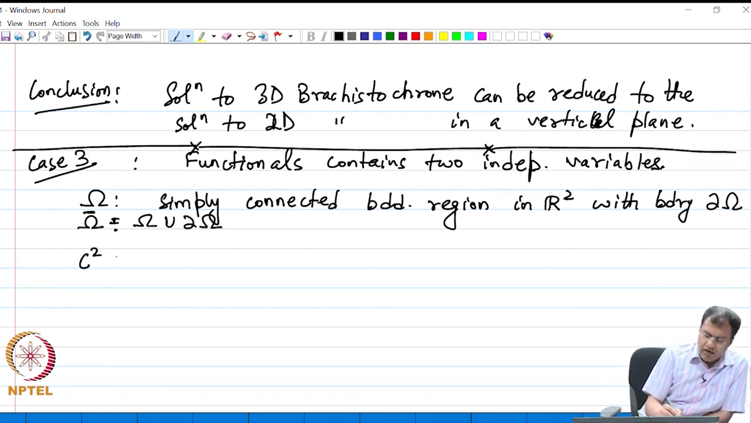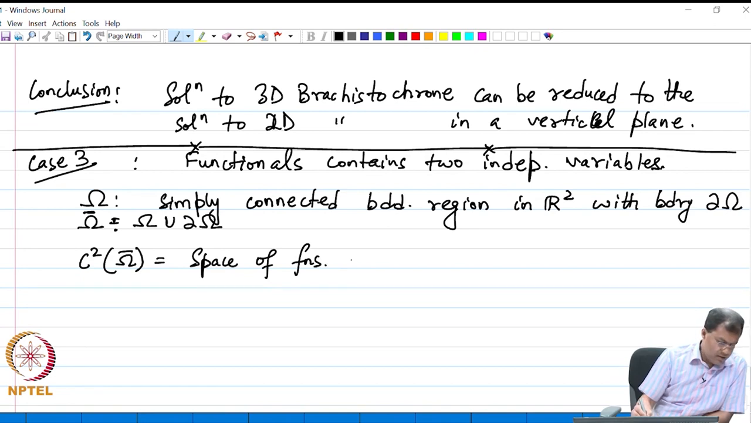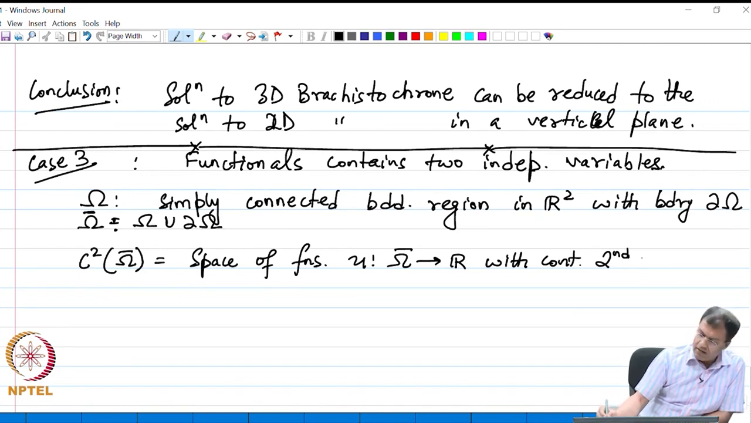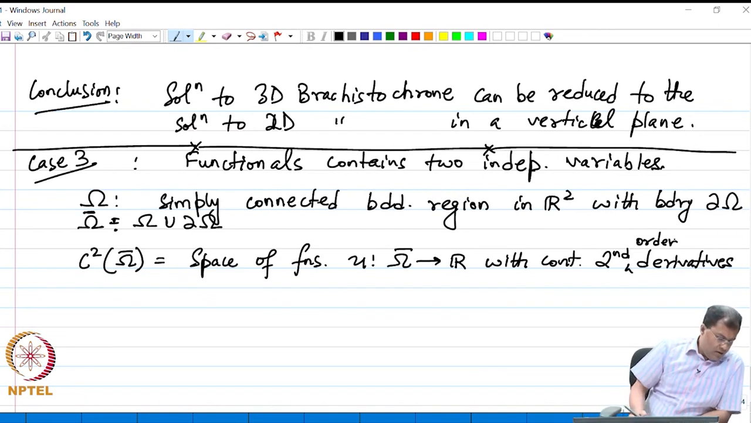Then we further describe C2 of omega closure, the set of all continuously second order differentiable functions in omega closure, right. So, this is the space of functions u from omega closure to R with continuous second order derivatives. So, we consider the functional.